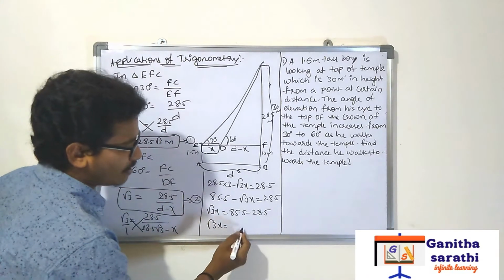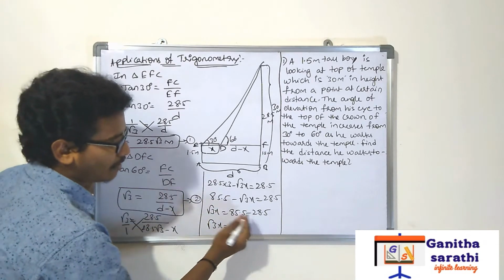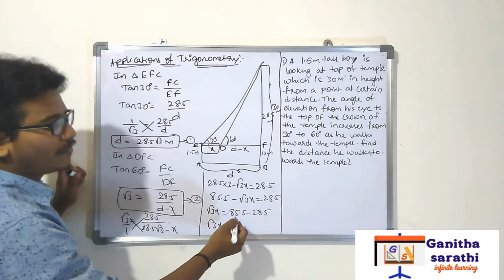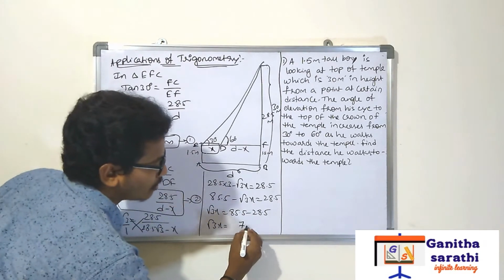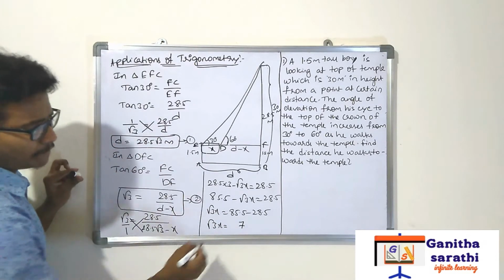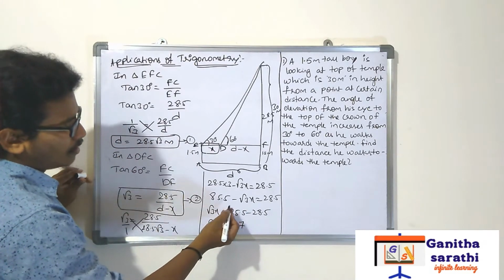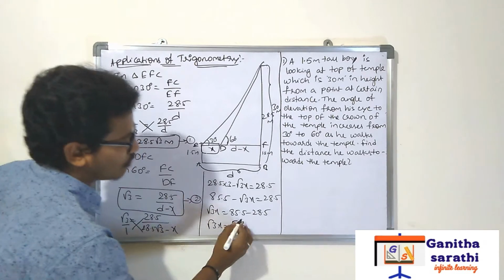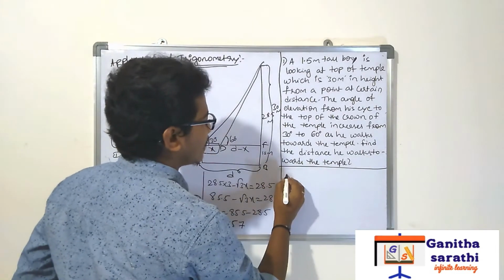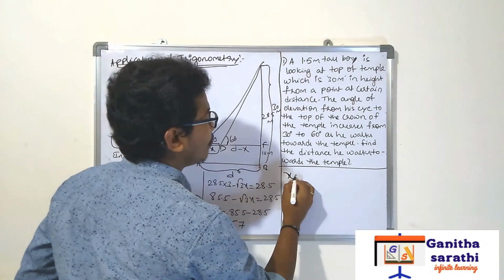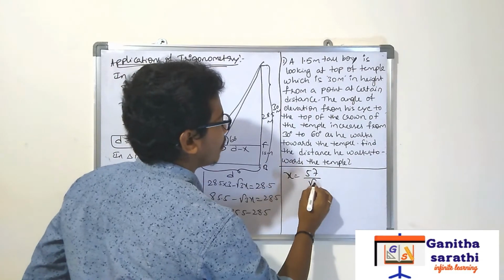Subtract it: 5 minus 5 will be 0. It is neglected. 15 minus 8, how much will be 15 minus 8? 7. Next, 7 minus 2 will be 5. So, root 3x is equal to 57. Then x will be equal to 57 by root 3.